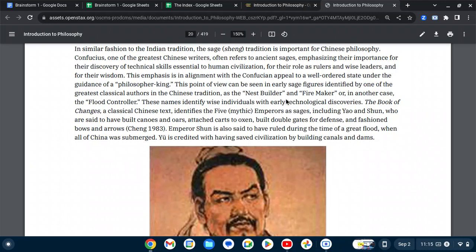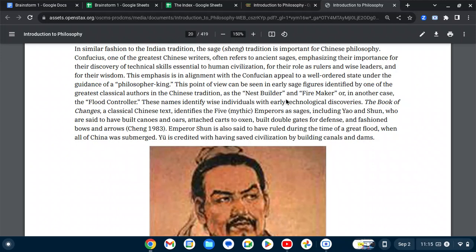This point of view can be seen in early stage sage figures identified by one of the greatest classical authors of the Chinese tradition as the nest builder and fire maker, or in another case, the flood controller. These names identify wise individuals with early technological discoveries. The Book of Changes, a classical Chinese text, identifies the five emperors as sages, including Yao and Shun, who are said to have built canoes and oars, attached carts to oxen, built double gates for defense, and fashioned bows and arrows.